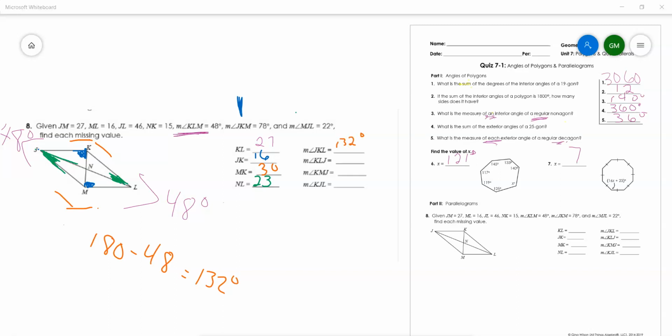All right, the next angle they want us to look at is KLJ. Again, that's going along this side and up the middle. That's our green angle. So it's going to be the same as the other green angle, MJL. So that's going to be 22 degrees.